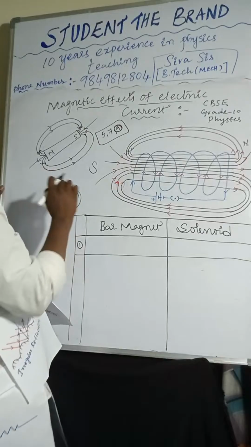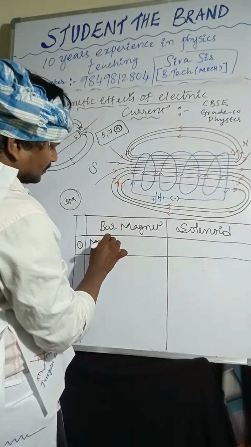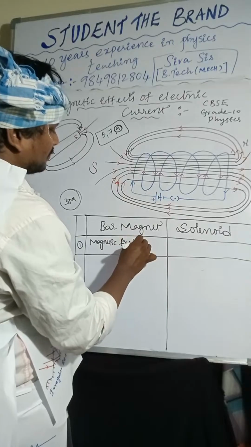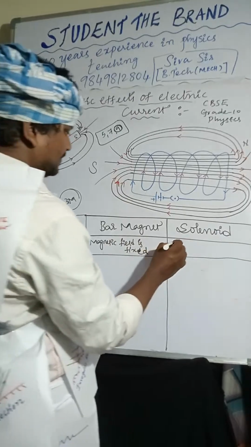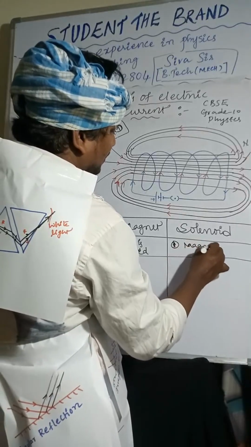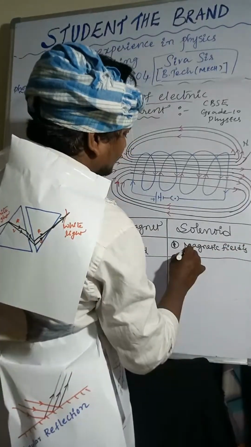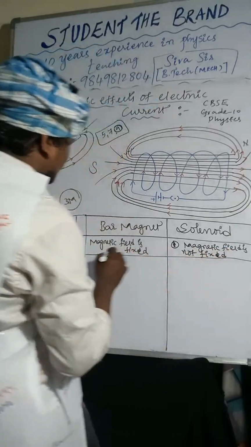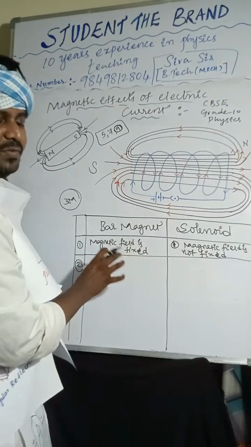So here the bar magnetic field is fixed. Okay, here the magnetic field is not fixed. Now coming to the second one, here the strength of the magnetic field is the same.